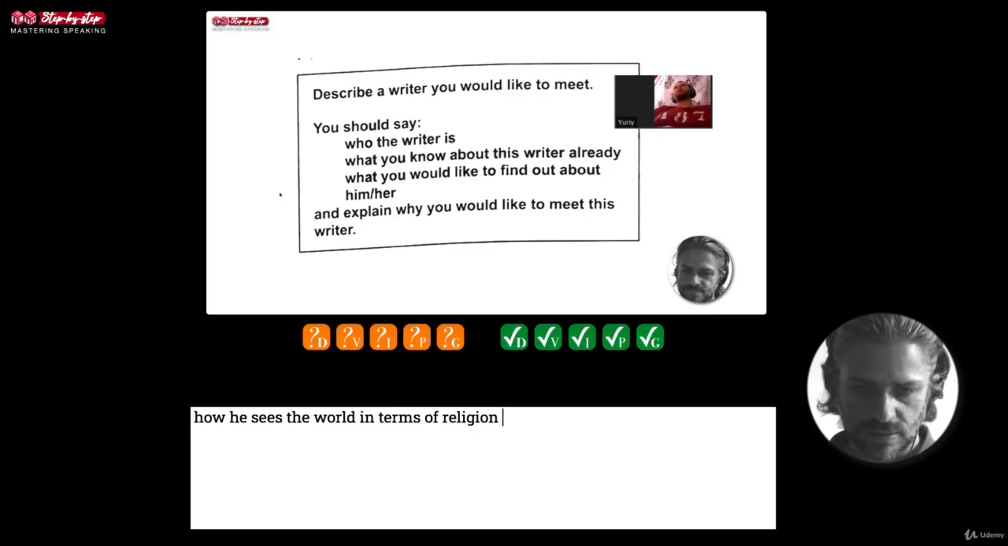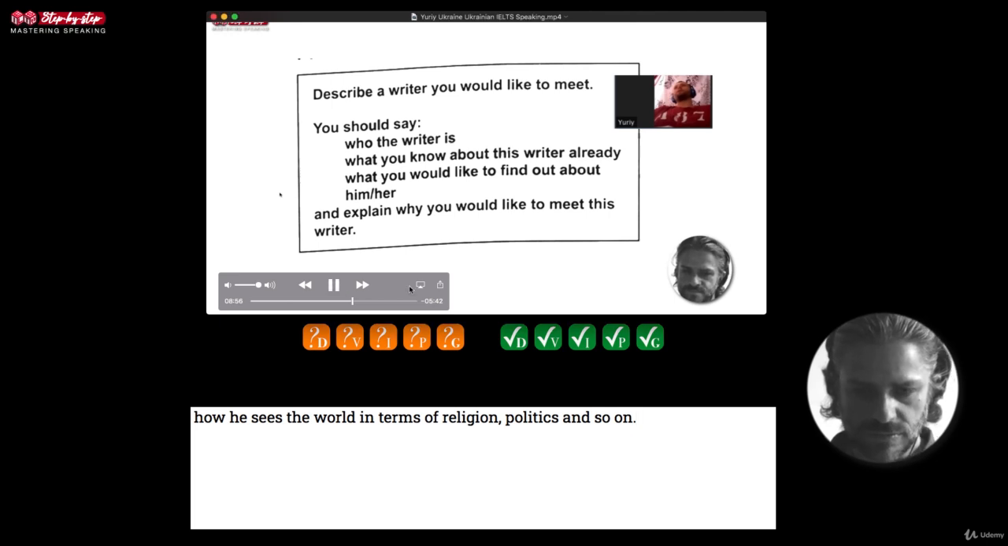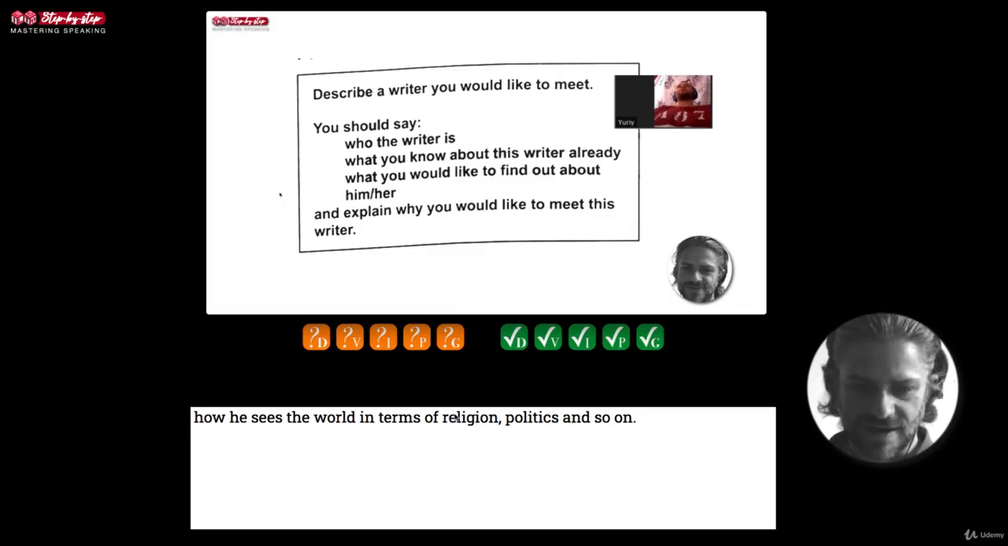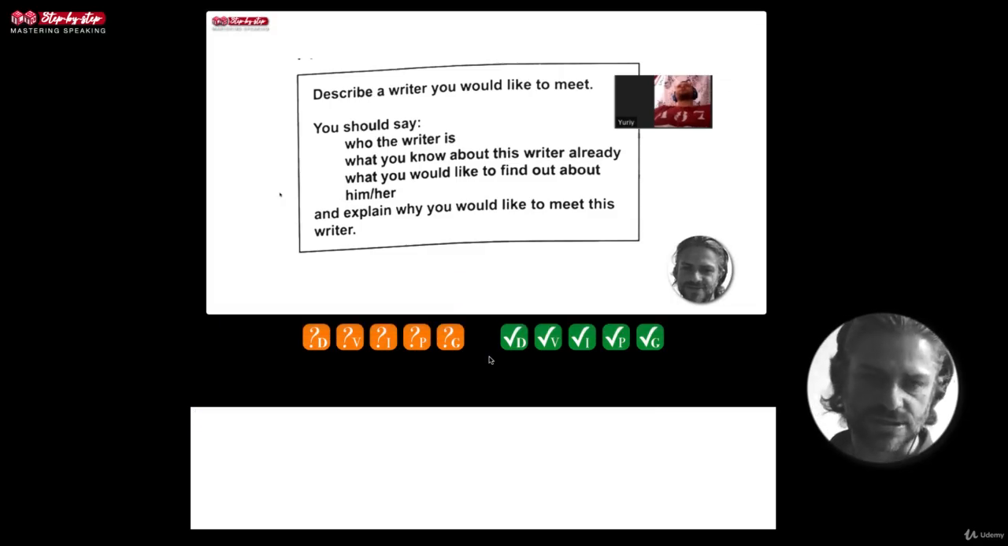religion, politics, etc. When can we say etc.? It's more common in written English, but better to say "and so on" instead of etc. in spoken English. I have never had a chance to talk to him. Okay, I've never had a chance to talk to him about these things. Great, it's a good phrase, to not have a chance to.